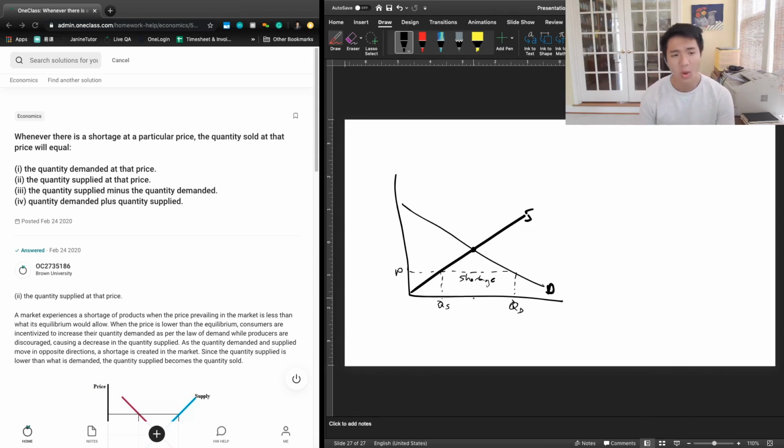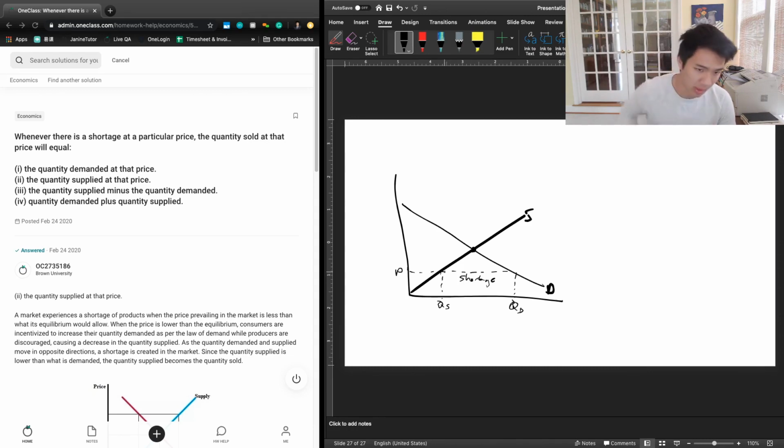So the question says, whenever there's a shortage at a particular price, the quantity sold at that price will equal which one of the following. And so we're talking about how many of these goods are actually ending up traded between consumers and sellers. And so that answer is going to be the quantity supplied. Every single unit that producers supply into this market is going to be bought by consumers, and then there's going to be this gap between people who still want to buy the good but are not able to because there's that shortage and nobody else is producing any more goods at this price.